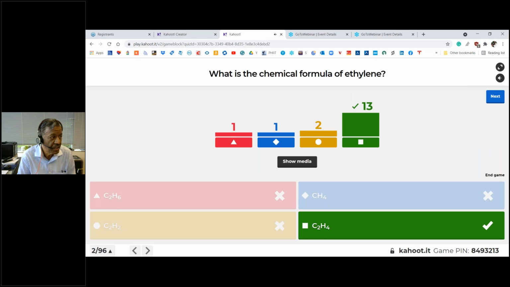Most of you got it right. The formula of ethylene is C2H4. It has 2 atoms of carbon and 4 atoms of hydrogen. The formula is C2H4. Thank you very much. Let's move on to the next question.